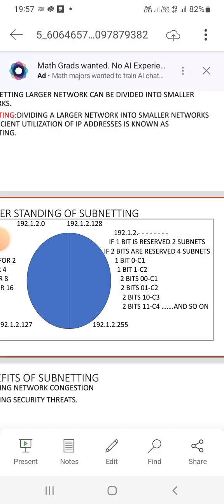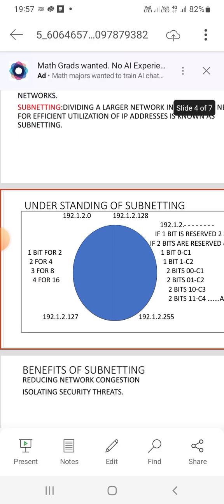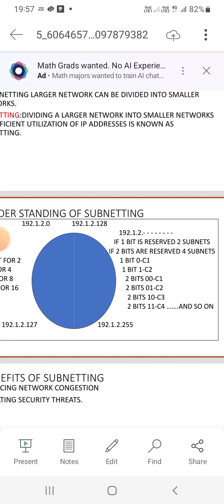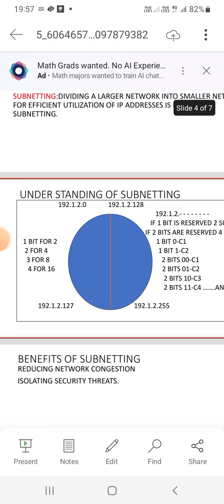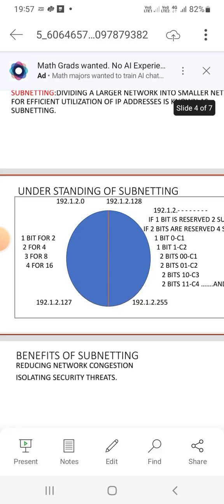If 2 bits are reserved for subnetting, then 4 subnets can be formed: 00, 01, 10, 11. So the 4 subnets are C1, C2, C3, C4 and so on. Depending upon the host bit reservation, subnets can be formed. If 1 bit is reserved, 2 subnets can be formed. If 2 bits, 4 subnets. If 3 bits, 8 subnets. If 4 bits, 16 subnets.